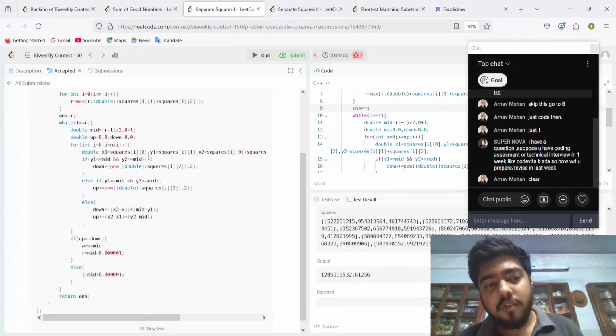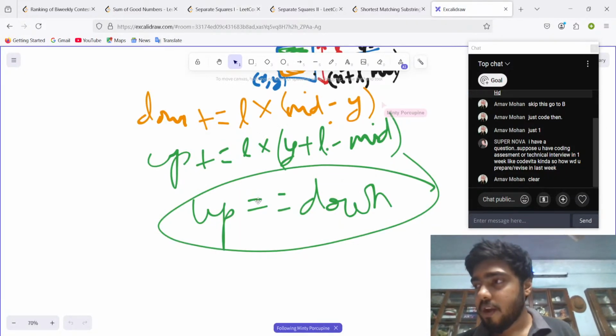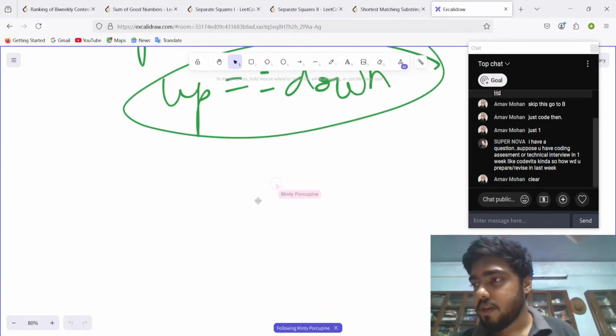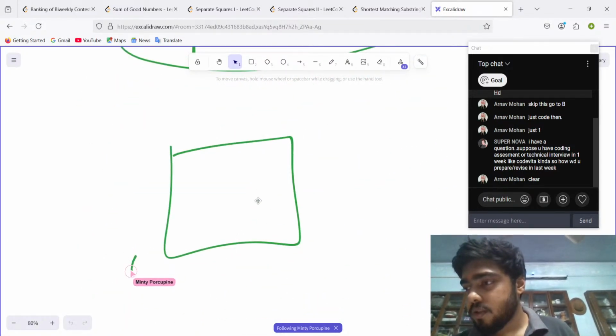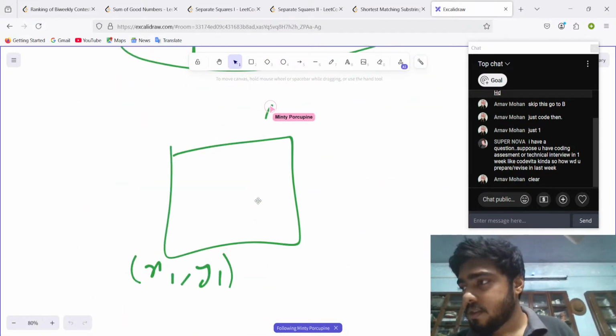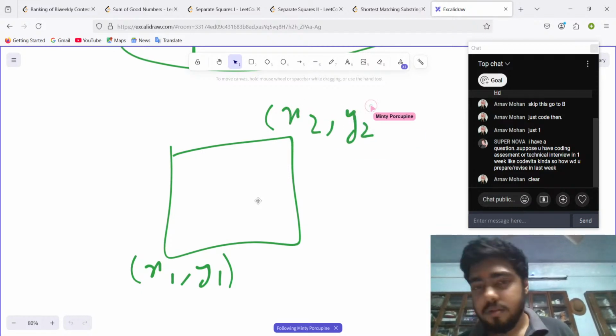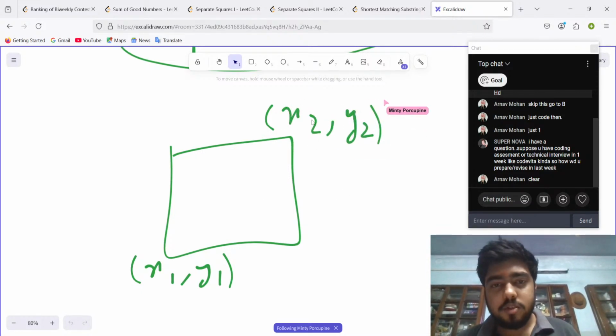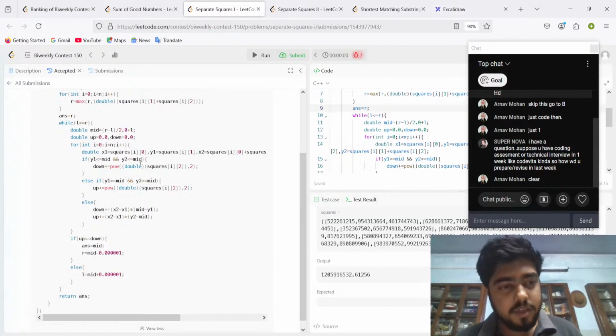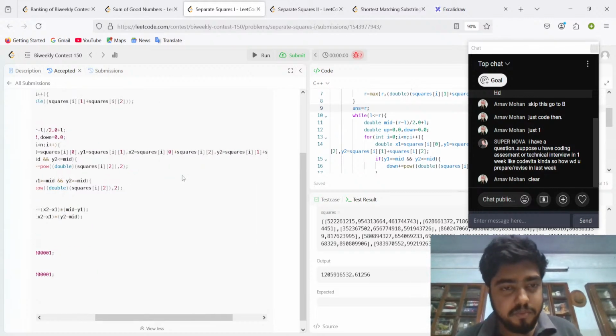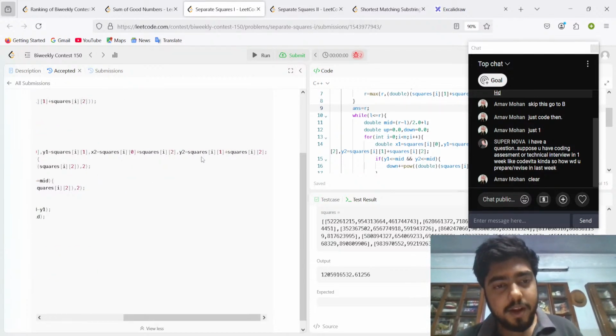Now, x1, y1 and x2, y2, right? So what is x1, y1? If you're having a square, this is x1, y1 and this is x2, y2. Clear? You know that it is a square, so x2 is equal to x1 plus L, y2 is equal to y1 plus L. You can check it out from here. X1 is this, y1 is this, and x2 is this plus L. Okay, I think it is not completely visible. Yeah, this plus L, and y2 is this plus L.